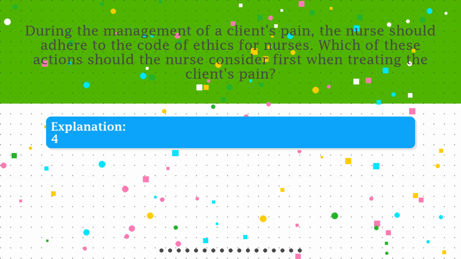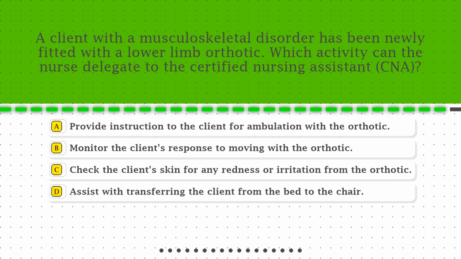Question 3. A client with a musculoskeletal disorder has been newly fitted with a lower limb orthotic. Which activity can the nurse delegate to the Certified Nursing Assistant, CNA? Option A. Provide instruction to the client for ambulation with the orthotic. Option B. Monitor the client's response to moving with the orthotic. Option C. Check the client's skin for any redness or irritation from the orthotic. Option D. Assist with transferring the client from the bed to the chair.